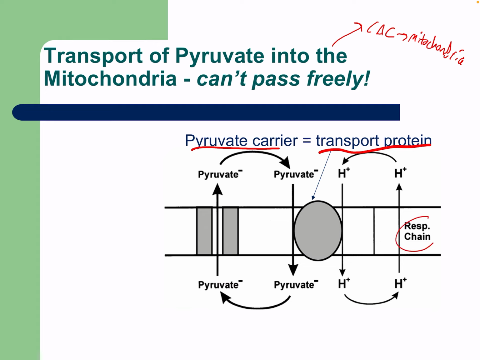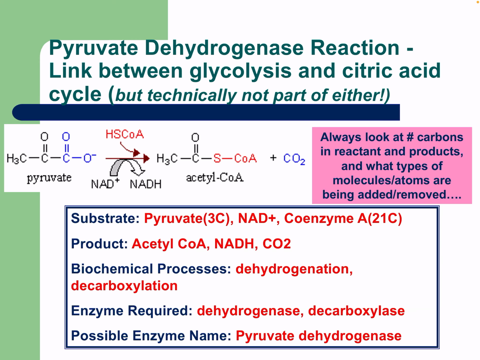So you can see here's our respiratory chain. We have hydrogen going in, out and in, and we have pyruvate going out and in as well. The pyruvate dehydrogenase reaction is the link between glycolysis and the citric acid cycle. Again, always look at the number of carbons in reactant and products and what types of molecules or atoms are being removed or added.